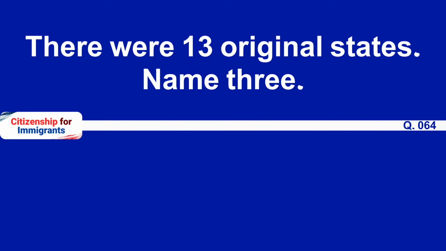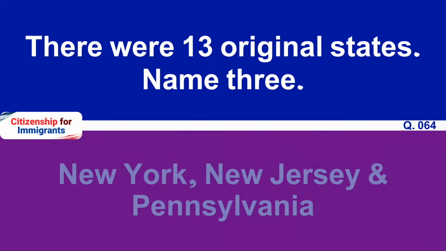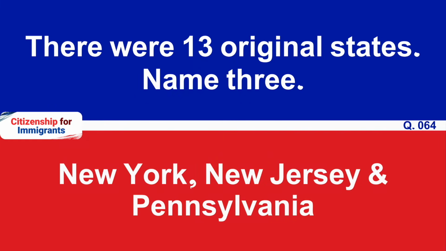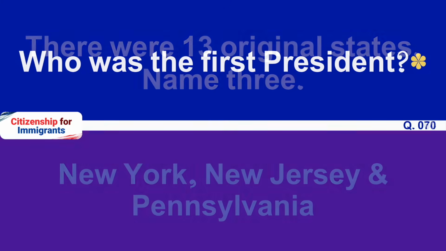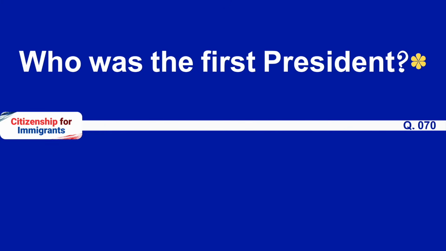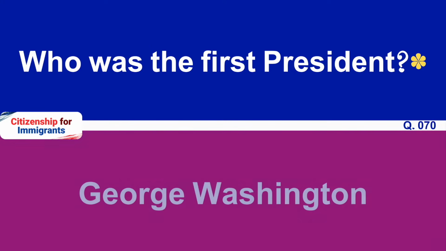There were 13 original states. Name 3. New York, New Jersey, and Pennsylvania. Who was the first president? George Washington.